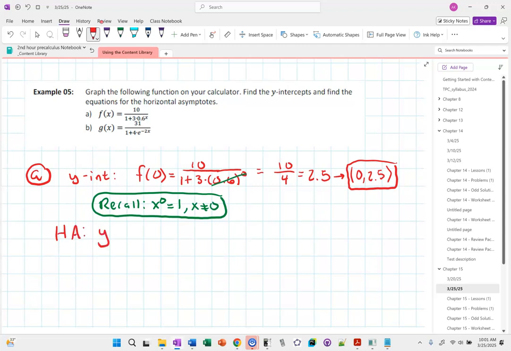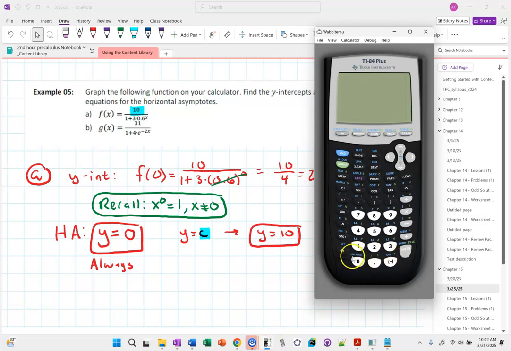I recognize that this is a logistic function because of the form that it's written in. So I always have y equals 0, and my other one is going to be y equals c. The c is just the numerator. So y equals 10 would be my other horizontal asymptote.